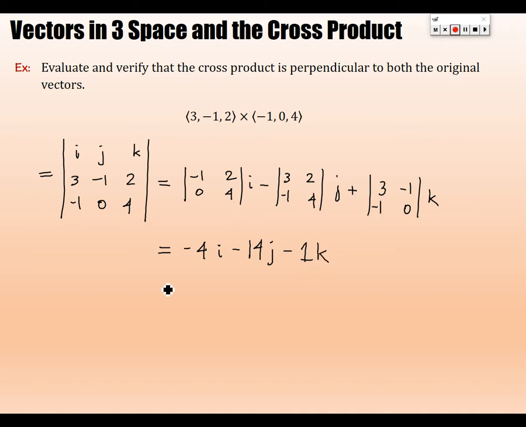So you could leave your answer that way, or you could write it in the way some of you are more used to. So we do in fact get another vector, a third vector. Now verify that this is in fact orthogonal to both of the original two, because I promised on the last slide that it would be. How would you do that?